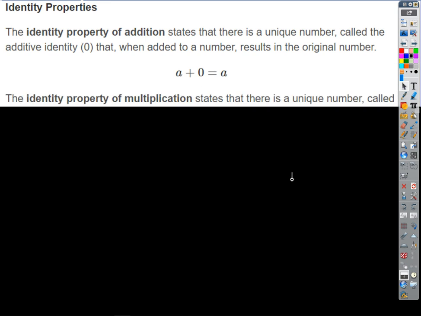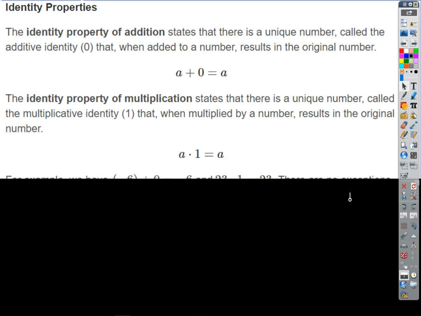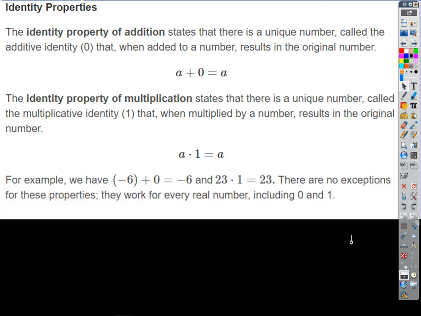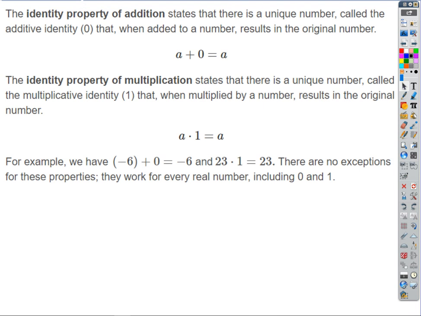If I multiply something by 1, it stays the same. Easy. Piece of cake. Those are probably the easiest of all the properties, the identity property. Something plus 0 is itself, something times 1 is itself. But that's strongly related to the next property, which is also very important, the inverse property.